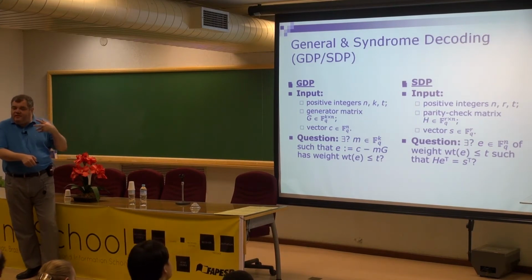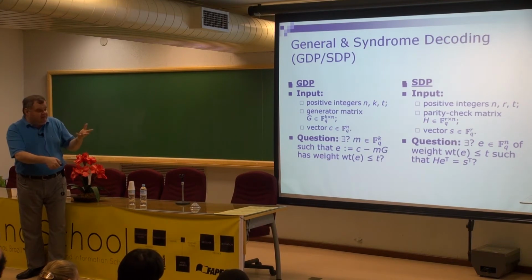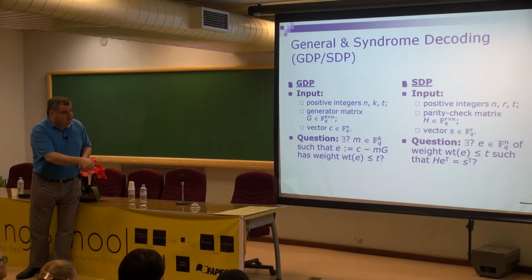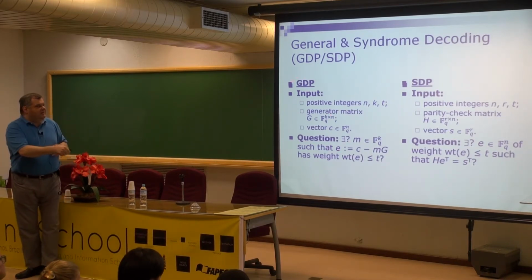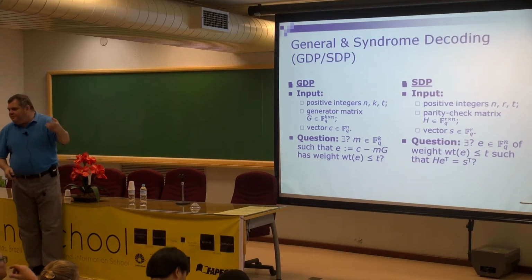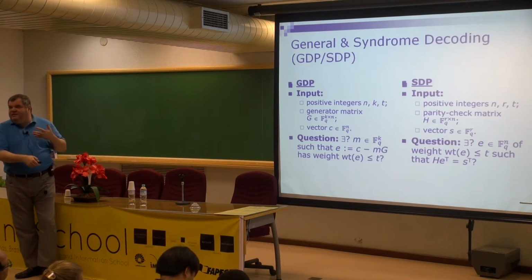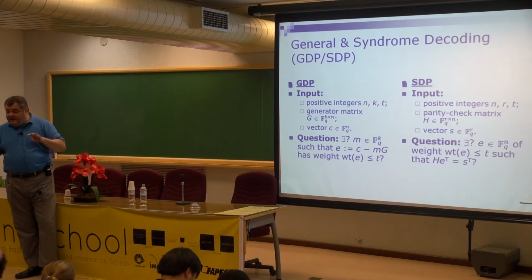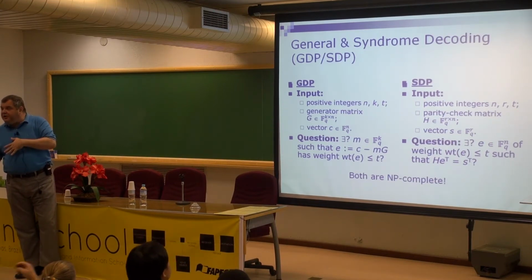So how do we try to solve this problem? We usually map this vector to its syndrome and try to decode it. We actually map the general decoding problem to the syndrome decoding problem, so we can do the opposite as well. These two problems are equally hard, and they are both NP-complete. So the corresponding search problems are NP-hard.